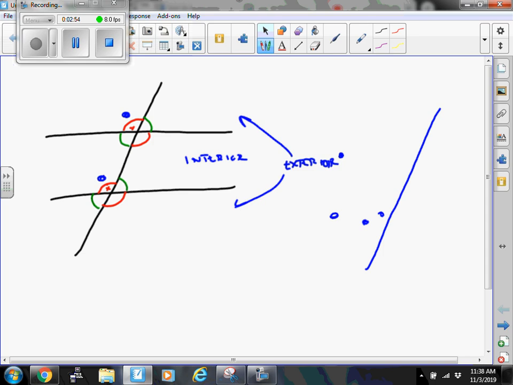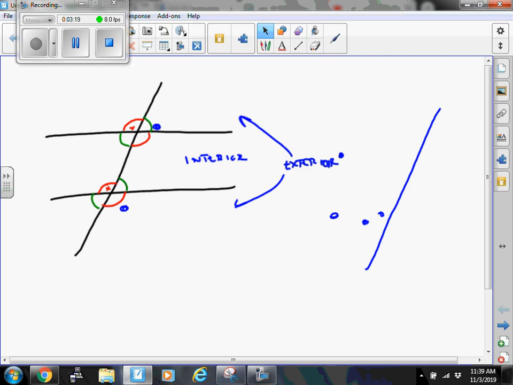So let's pick another one. Let's pick this one and this one. So now I've got two that are in the interior and are on the same side. So alternate or same side interior. And notice how that one's red, this one's red, and this one's green. So they must add up to 180. So they're supplementary. Let's pick another pair.